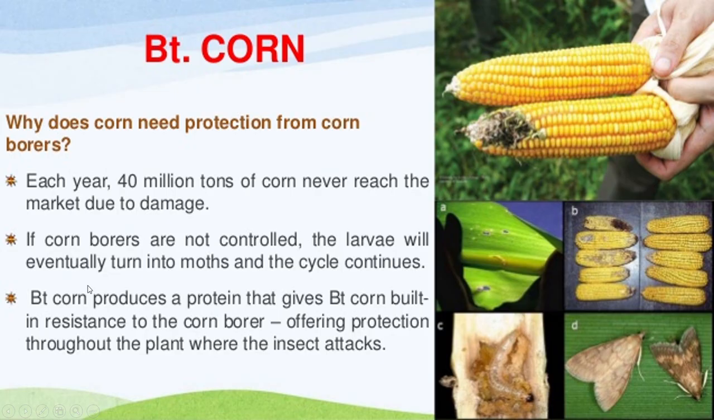So BT corn produces a protein that gives it built-in resistance to the corn borer, offering protection throughout the plant where the insect attacks. You can see here, this is non-BT. You can see the extensive damage, and you can see here BT corn. There is no damage at all. Similarly, you can see here extensive damage by the corn borer. So this is just to show you that if we use BT corn, we can reduce a lot of crop damage, and farmers will benefit with more economic returns.